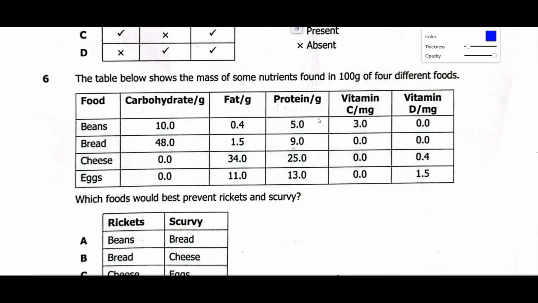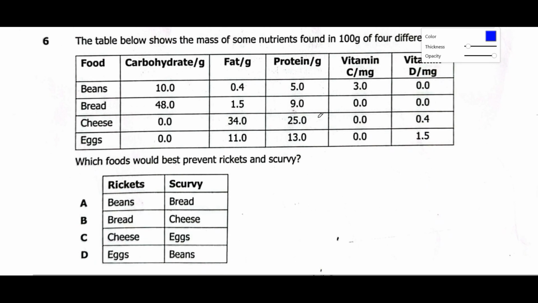Question number 6, we are told the table below shows the mass of some nutrients found in 100 grams of different foods. So we have beans, bread, cheese, eggs. Which food would be best to prevent rickets and scurvy? Scurvy can be prevented by having a meal rich in vitamin C. Then rickets, vitamin D.